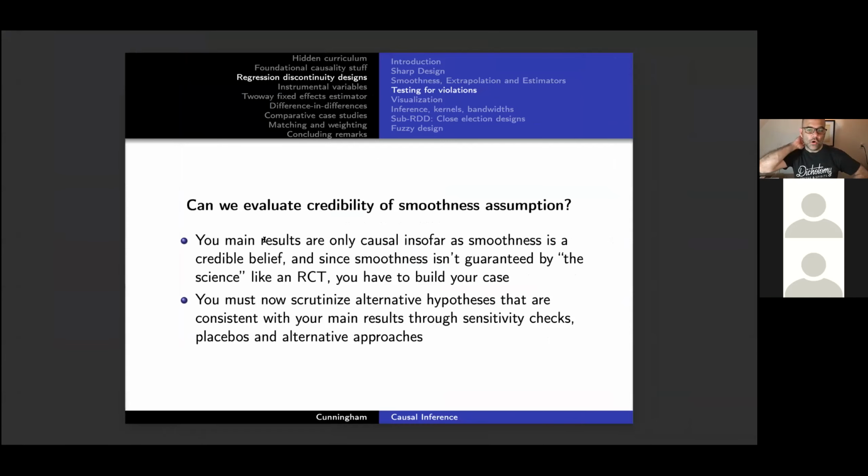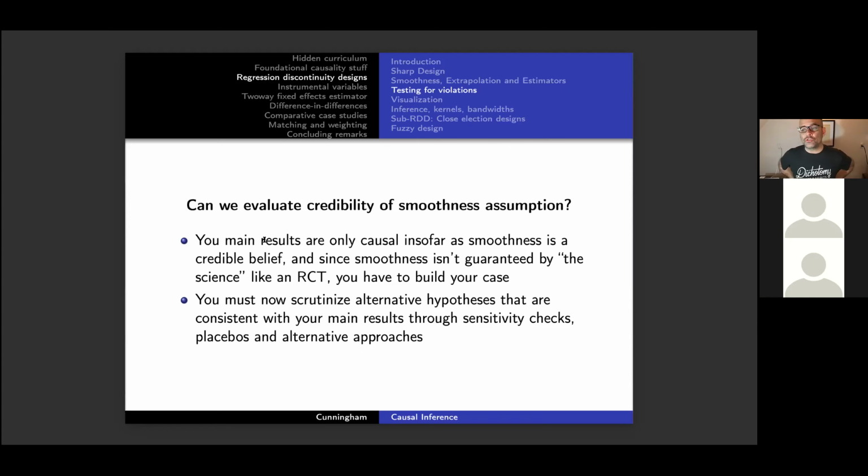Okay, so let's say we are using smoothness, then what can we do to evaluate the credibility of that assumption? Well, your main results are only causal insofar as smoothness is credible. If smoothness is not credible, then none of this is interpretable as causal effects. And smoothness is not guaranteed.